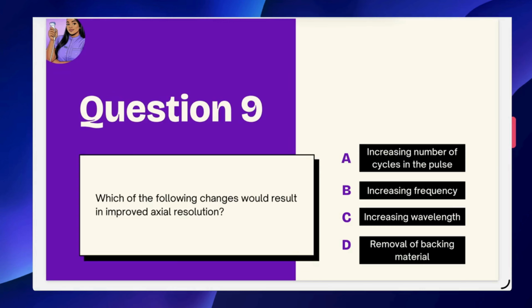Yes, you're right. Axial resolution does require shorter pulses. That is true. So what gives us shorter pulses? That's what we need to ask ourselves. What is going to give us shorter pulses out of these options? Is it going to be A, are we increasing the number of cycles in the pulse? If we increase the number of cycles in the pulse, so one cycle, another cycle, another cycle, is that a short pulse? That's too long, right?